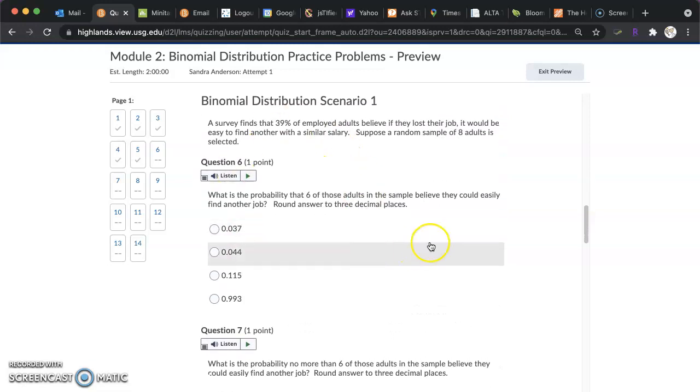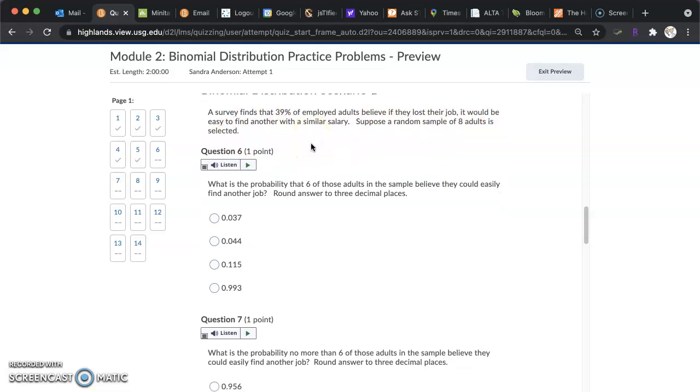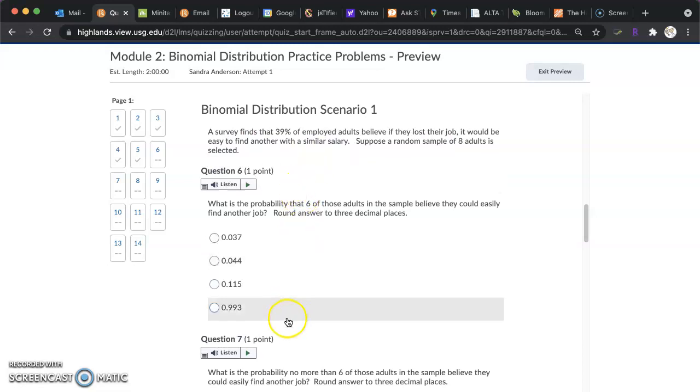Okay, so now let's look at one of the scenarios. A survey finds that 39% of employed adults believed if they lost their job, it would be easy to find another one. Suppose a random sample of 8 adults is selected. What's the probability that such and such? They either think it's easy to find another job with a similar salary or they don't. That is why it's a binomial distribution.